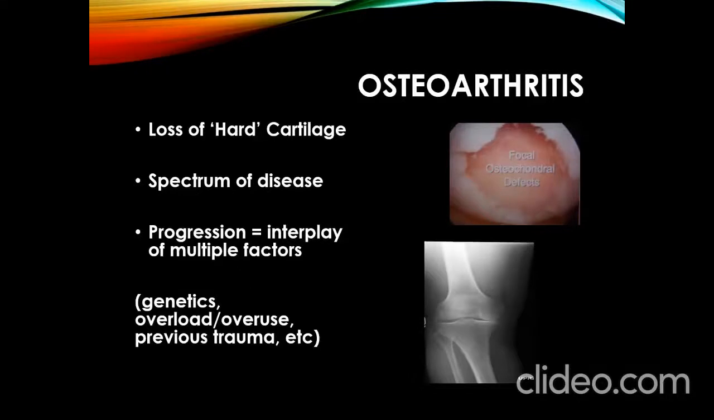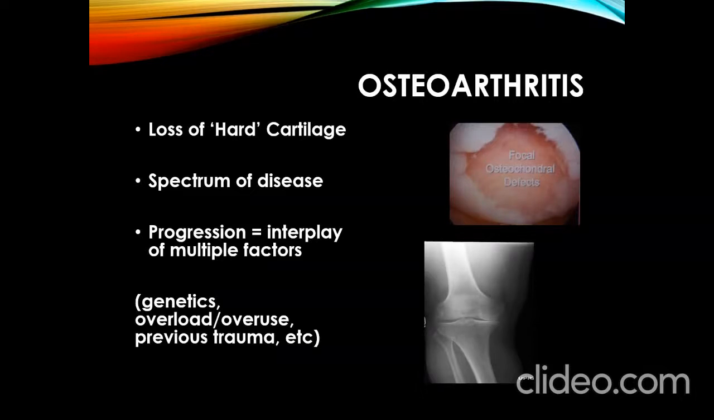So what is osteoarthritis? It is very simply loss of the hard cartilage that caps the bottom bit of your thigh bone and the top of your shin bone. It is a spectrum of disease, so you can have mild thinning of the cartilage right up to complete loss of that hard cartilage, as you can see on your right. That is apparent on the X-ray, as you can see on the bottom right there. You have a bone-on-bone appearance because that patient has lost all the hard cartilage on the thigh bone and the shin bone side of his knee.